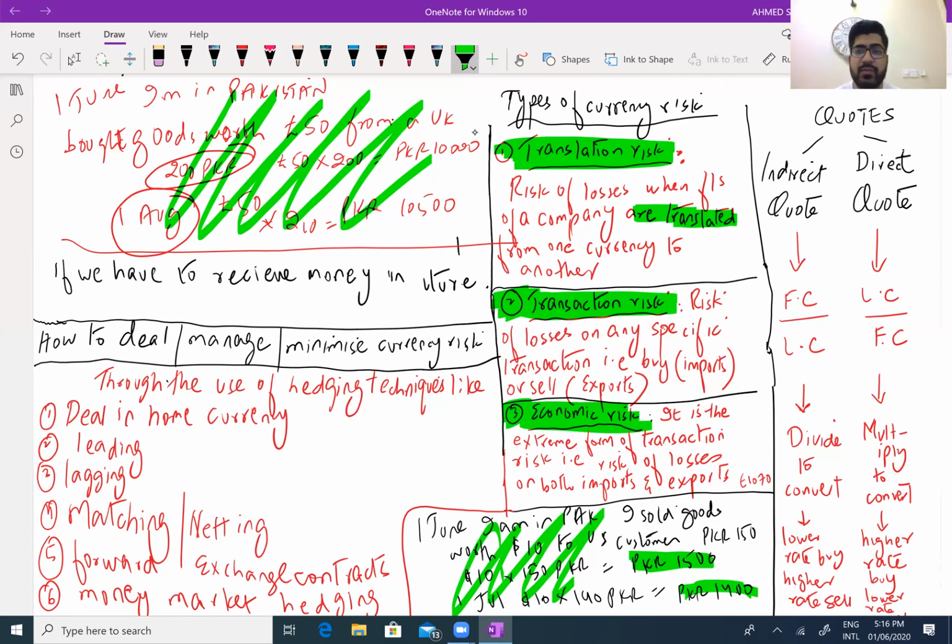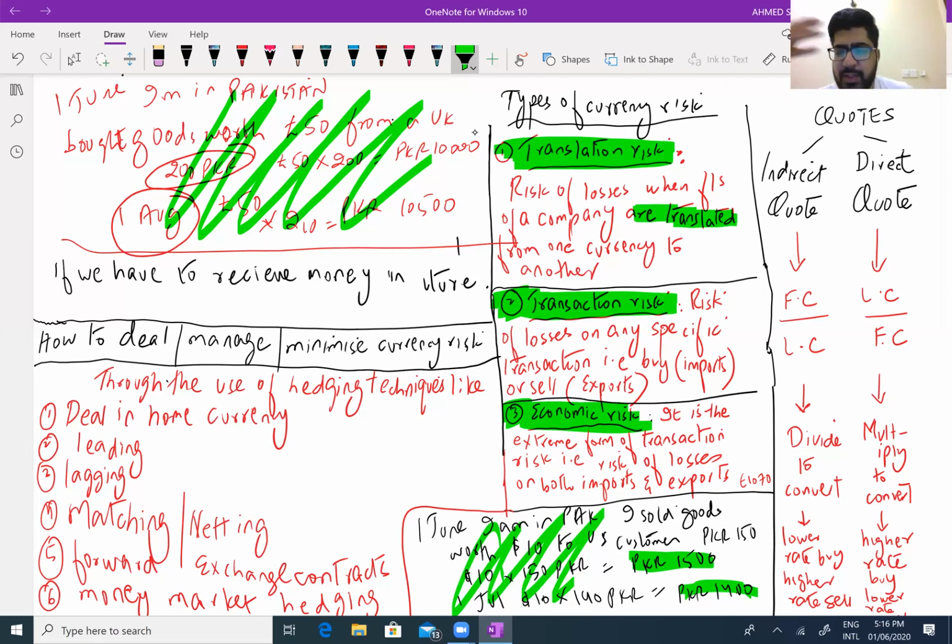Okay, so what is translation risk? It occurs when you translate, convert financial statements from one currency to another. Transaction risk, risk of losses on any specific transaction, buying, imports, selling, exports. Whenever you are buying, you're exposed to transaction risk. Whenever you are selling, you're exposed to transaction risk.